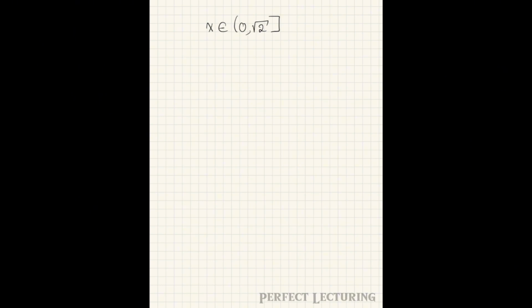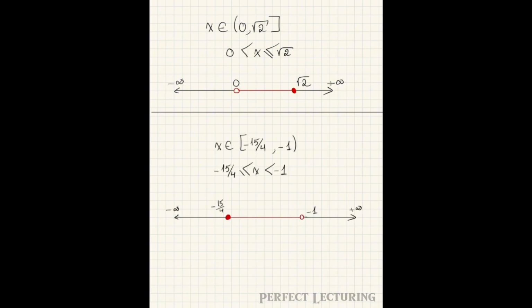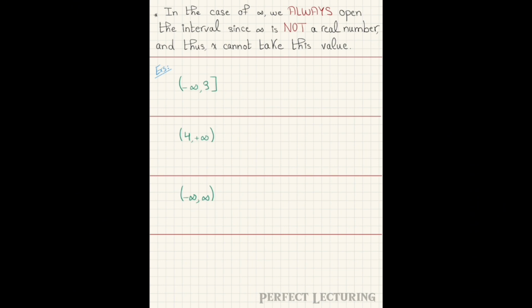You might have guessed what we have to do here. So x in this case is between 0 and square root of 2, and the square root of 2 included. And this is how the representation of this interval on the real number line looks like. Similarly, we do the same thing for the other interval with an empty circle on -1 and a full circle on -15/4.